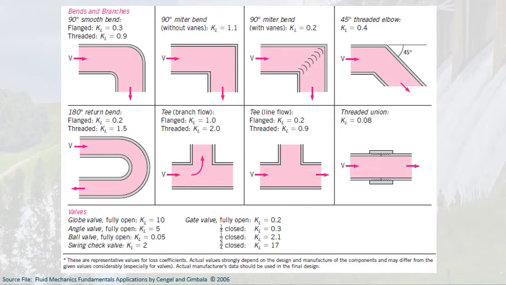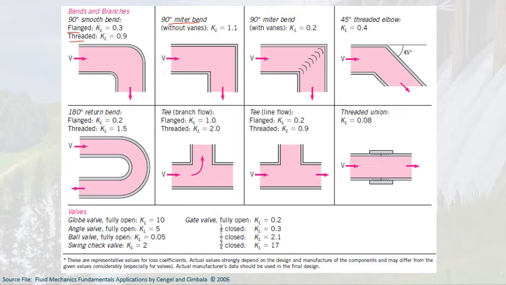For bends and branches, which is also very common, you can also get the value of KL. So if it is a flange or threaded, say for example, if you have a miter bend for different kinds of vanes, we have a threaded elbow, we have a return bend, a T, as you can see here, we have a T line flow and a threaded union. Then you can use this formula here in order to get also the value of KL.